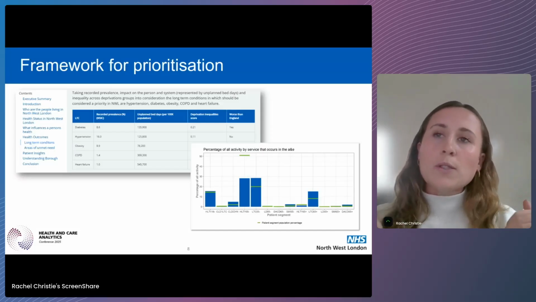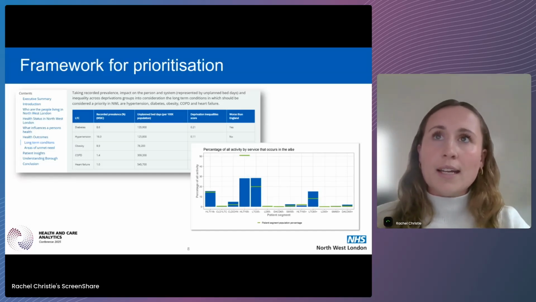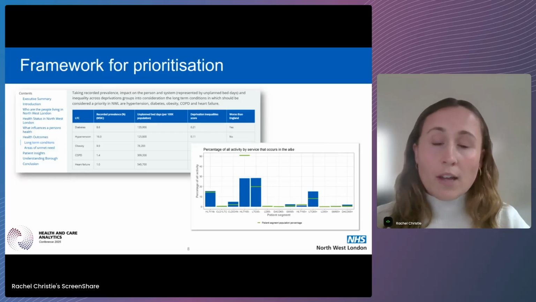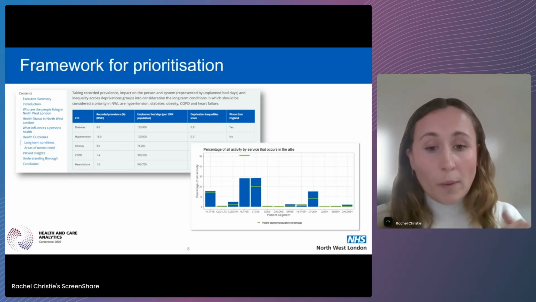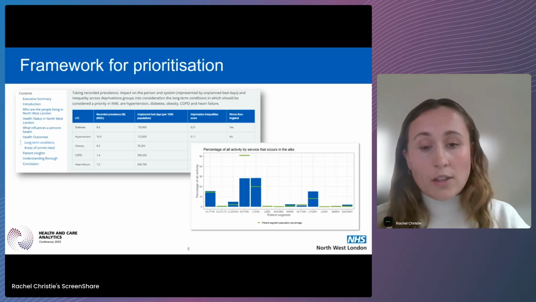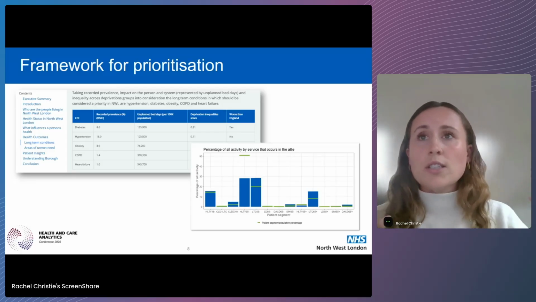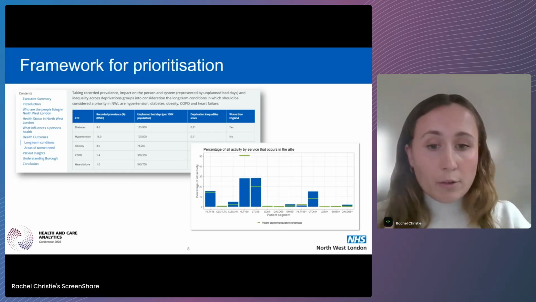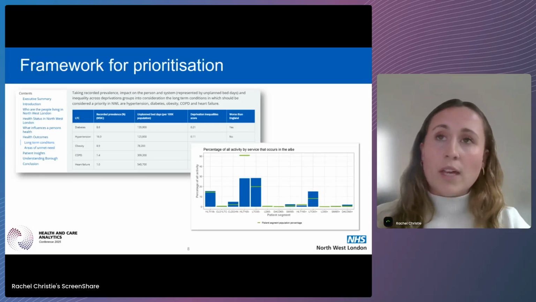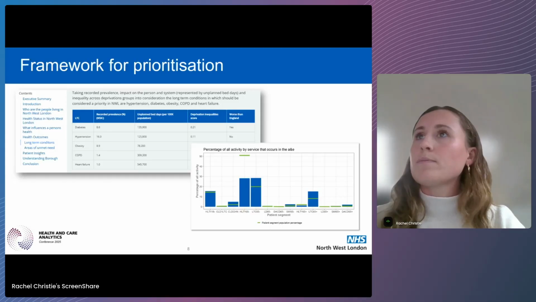But the graph at the bottom there shows that actually the greatest percentage of our A&E activity comes from people with long-term conditions who are under 65. But actually that's closely followed by a healthy population that is under 65. So this is just suggesting that perhaps we need different priorities, different models of care in these different groups.